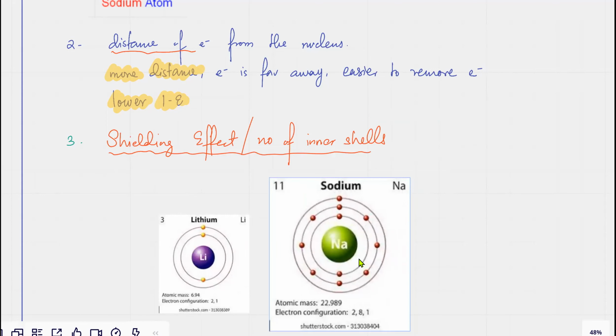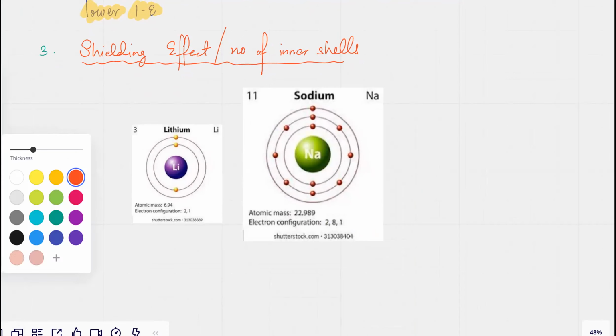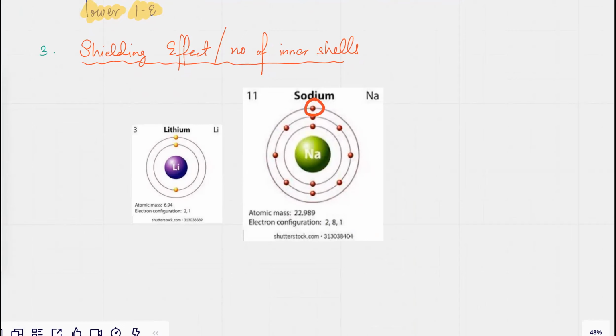So I've got two atoms next to each other. One has more shells, the other one has fewer shells. Now the thing is, remember, it's the protons that are attracted to the electrons. If you're trying to remove this electron, and over here you're trying to remove this electron, it's the positive nucleus in the center. This is positively charged, so the lithium over here is positively charged.